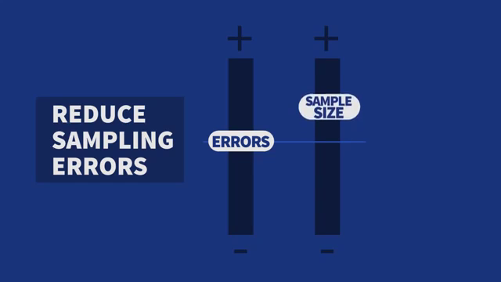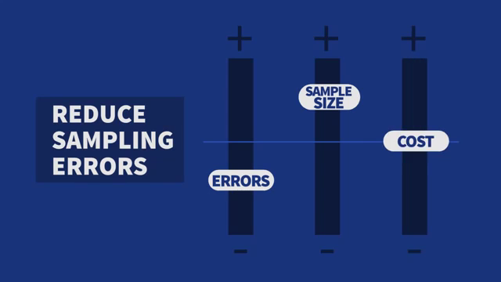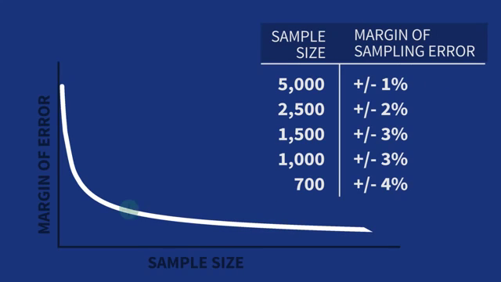As your sample size increases, your sampling error decreases, but increasing your sample size also increases cost, both in time and in money. And after about 1,000 cases, you start to get less bang for your buck. As you can see in this chart, after 1,000 cases, even if you more than double your sample size to 2,500 subjects, you only reduce your margin of error by 1%.